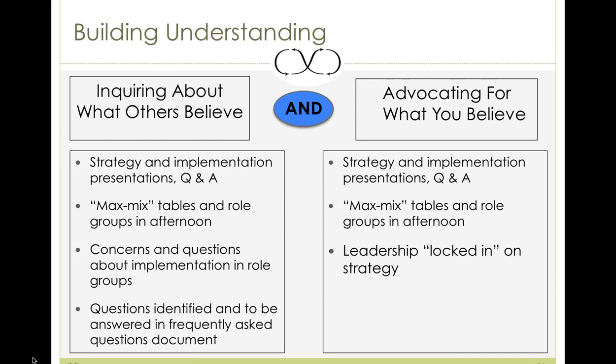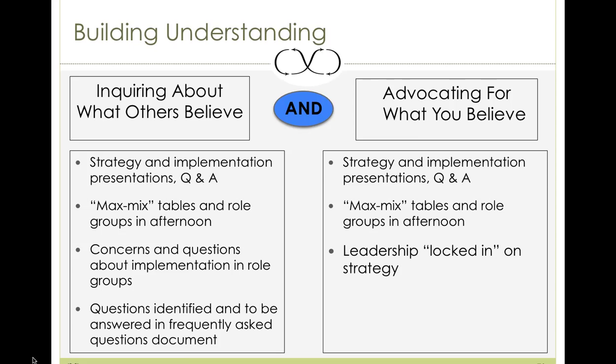Concerns and questions about implementation in the role groups. Now, again, there were opportunities for people to raise issues, to raise concerns, and this is also about inquiry. Questions identified to be answered in the frequently asked questions document. So this was something that at the end of the meeting, you remember they came up with, what else do we need to know more about? And that got identified and got recorded and got responded to.